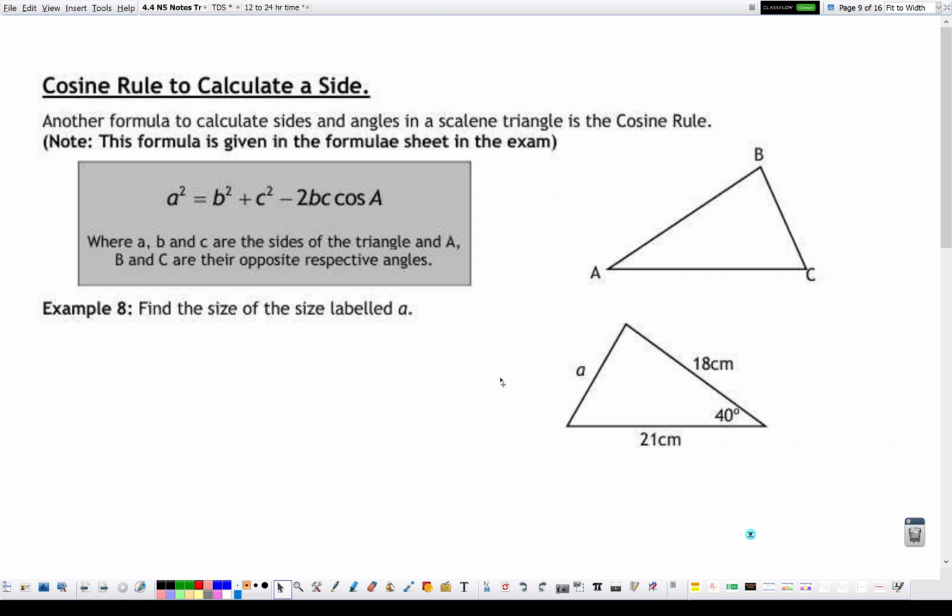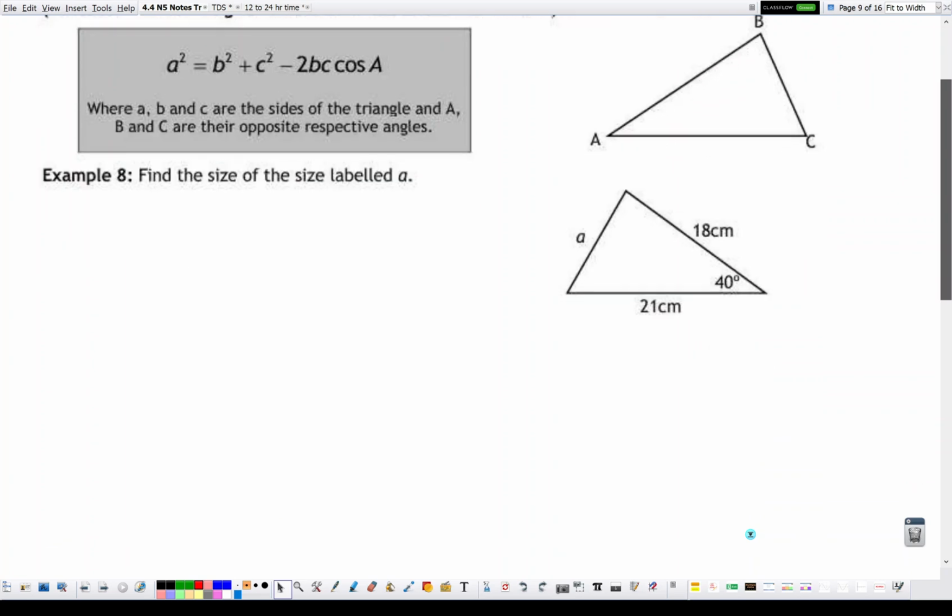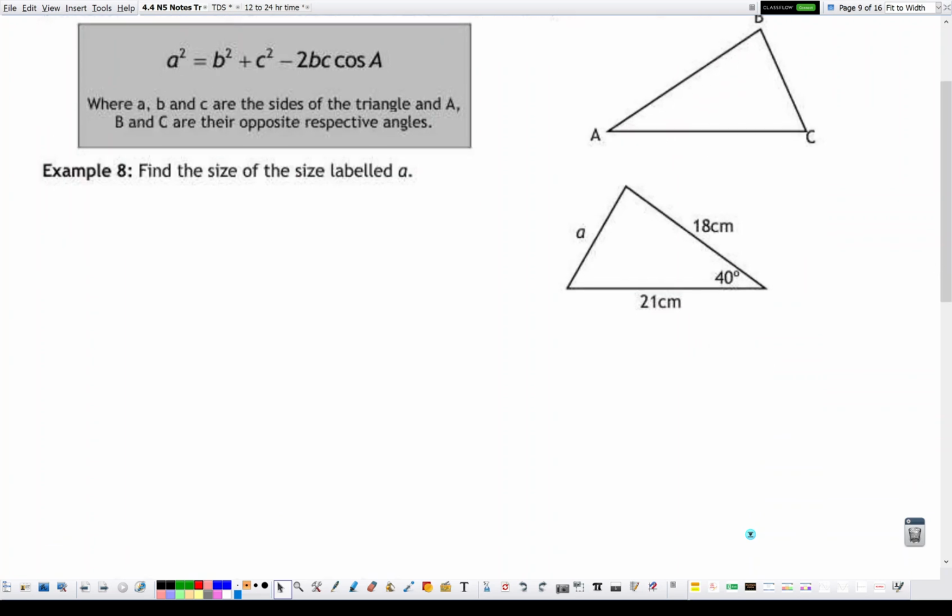Alright, so I think we should just get started with example 8. Can you copy down this triangle on the right hand side, where we have the 21 centimetres along the bottom, 18 centimetres on one side, 40 degrees in between them. And our goal is to calculate side a. Okay, so copy that triangle.